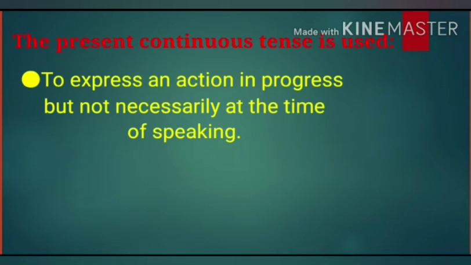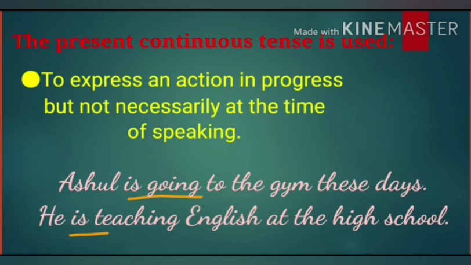Present continuous tense is also used to express an action in progress but not necessarily at the time of speaking. That means to describe an action that has been going on over a period of time but may not be going on at the time of speaking. For example, Ashul is going to the gym these days. One more example you can see, he is teaching English at the high school.